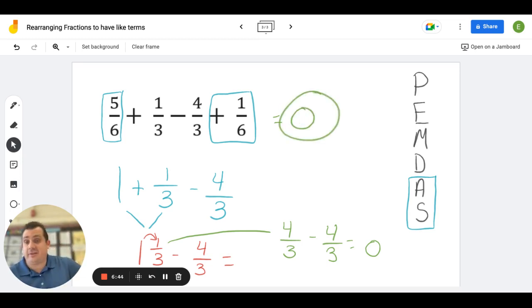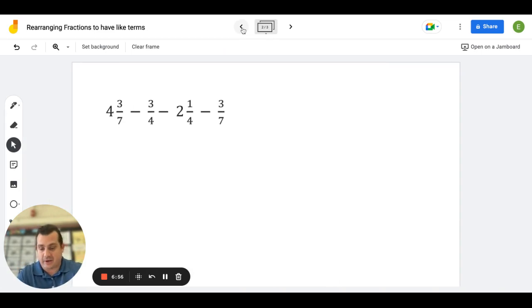That is your final answer for this problem. I know there's a lot of steps, but that is how you would solve this problem. Now I'm going to go over another one. So I'm actually going back a slide. And we have here 4 and 3/7 minus 3/4 minus 2 and 1/4 minus 3/7.